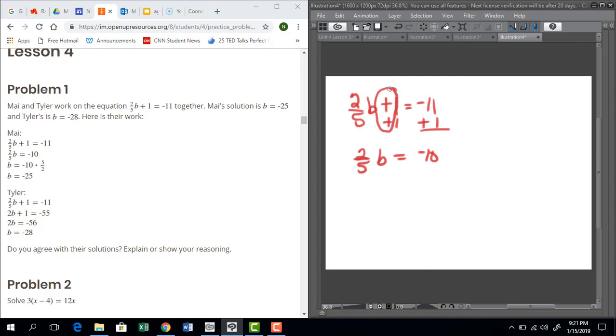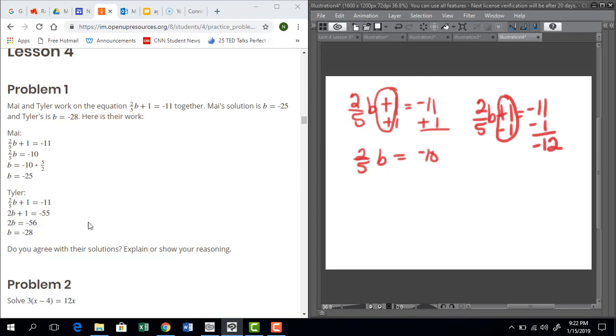So what May should have done for her equation is she had 2/5 b plus 1 equals negative 11. She should have subtracted 1 so that the signs are different right here. They're opposites because we're doing SADMEP, so you do the opposite of what you see. And this would have been minus 1. And then you would have to keep change here. So this would have been negative 11 plus negative 1, which would give you negative 12. So May's solution is not going to be correct.